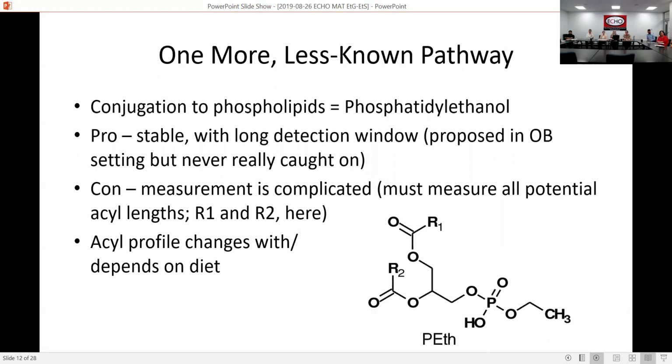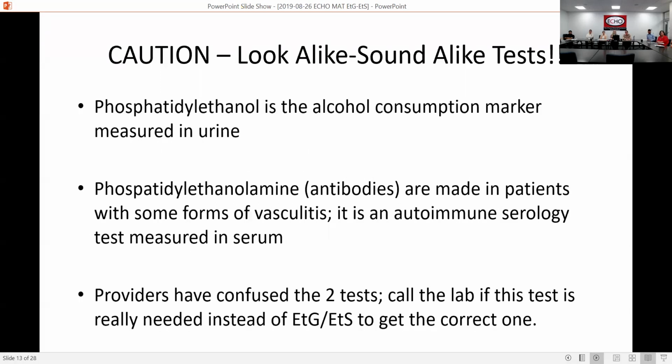So it is out there. There are tests that are available. I think one of the major reference laboratories offers this. However, next slide, there's a lookalike, sound-alike test problem.